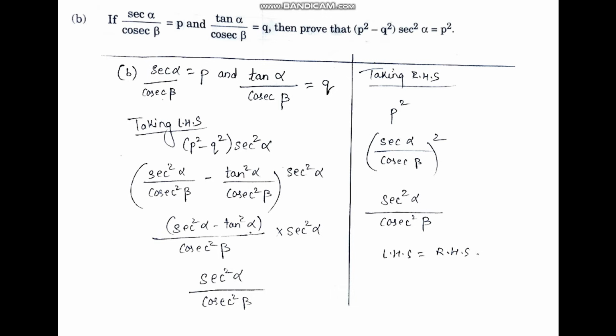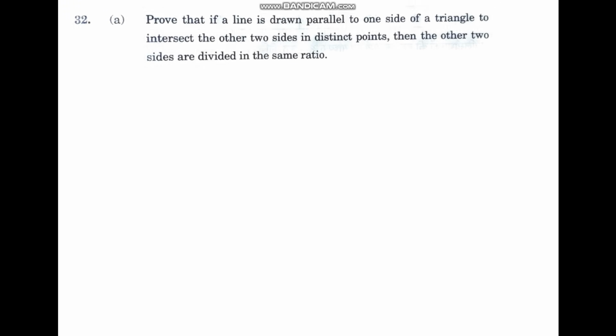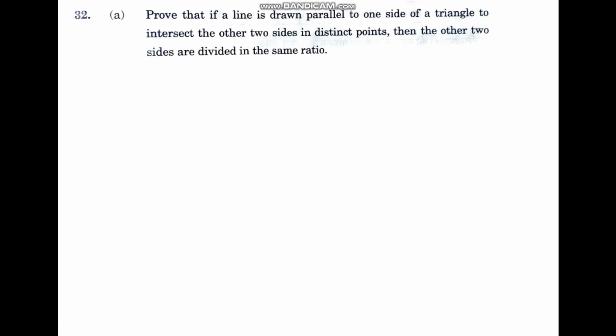In the RHS part, we need to just square the P term, and on squaring we are getting sec square alpha upon cosec square beta. So LHS equals RHS. Next is question number 32. We know that this is the basic proportionality theorem, the proof.